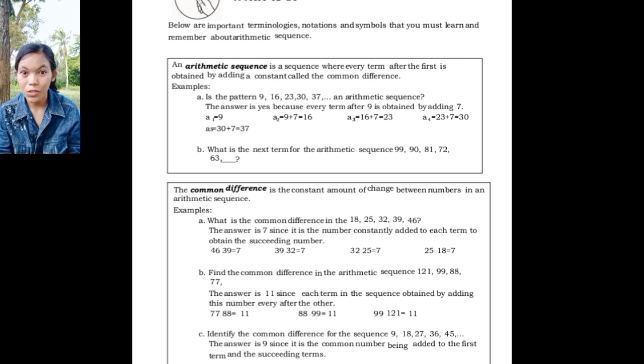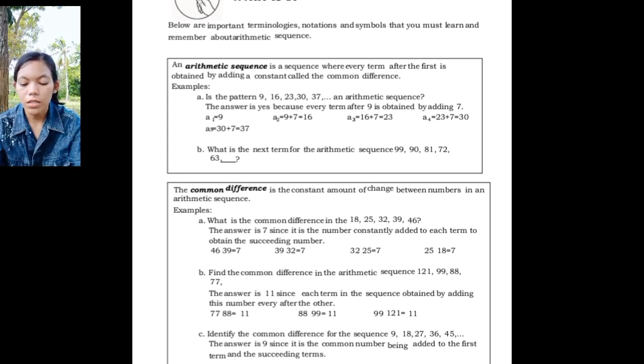Do you understand? Okay, let me give you another example. I will just give you a sequence, and you will identify whether it is an arithmetic sequence or not. So 9, 18, 27, 36, and 45. Is this an arithmetic sequence?